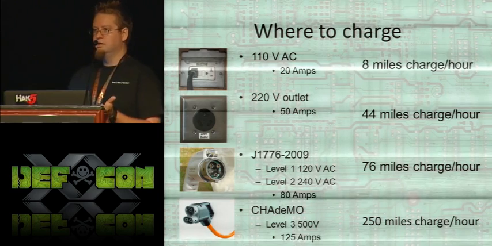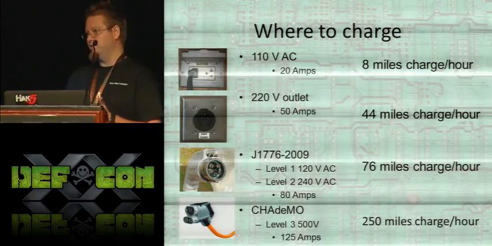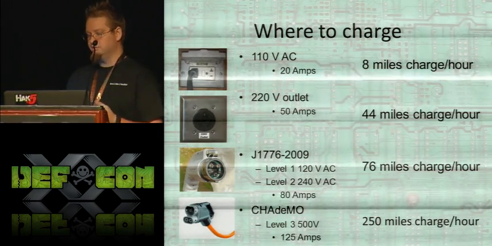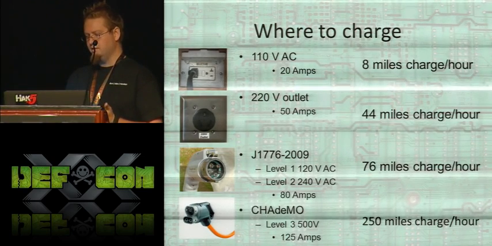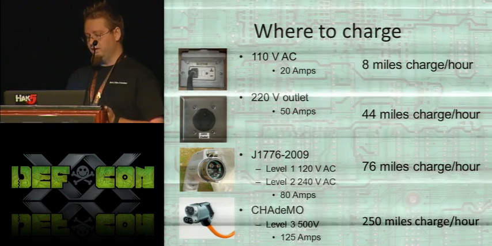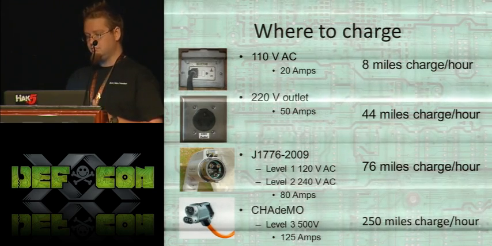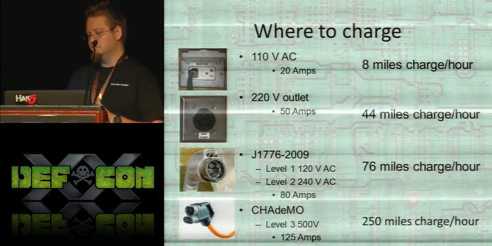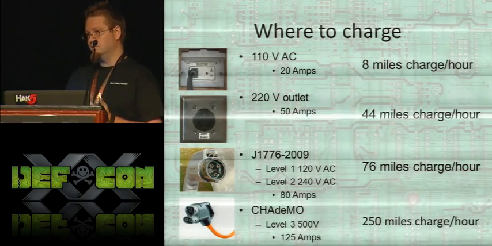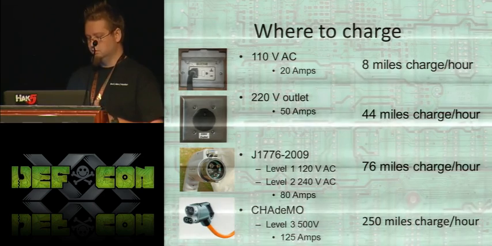Where to charge? This is something you need to plan for. For me, I pretty much only charge at home, so I just use a standard home outlet, just running out of my garage. The max you can charge from is 8 miles per hour with one of these. You can also use dryer sockets or oven sockets to give you 4 times as much power, so that'll let you charge a lot quicker.